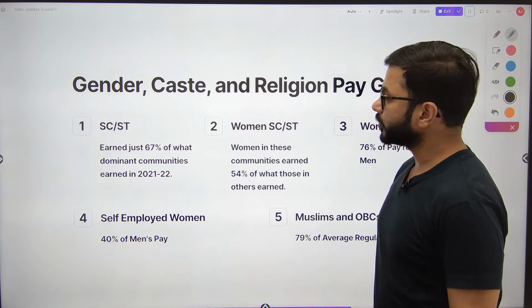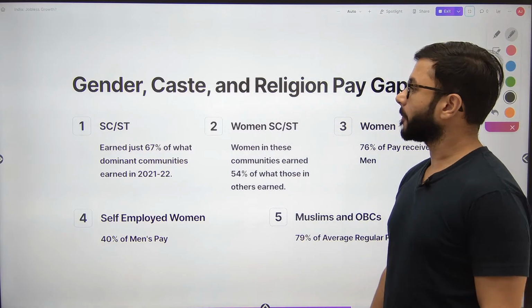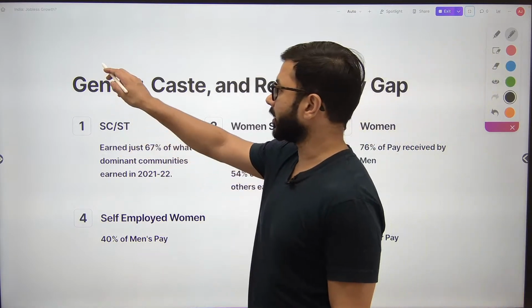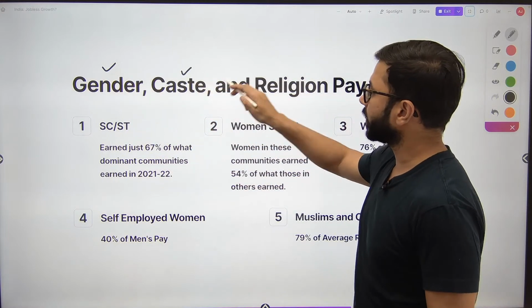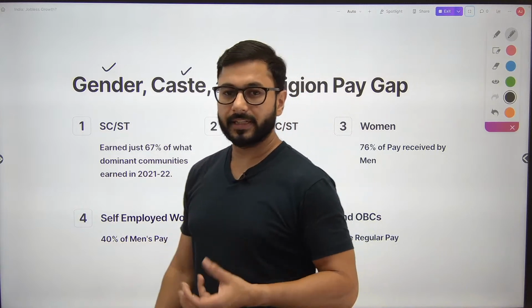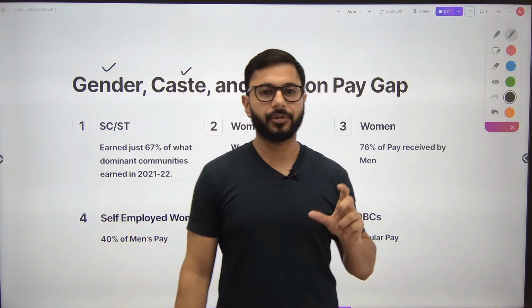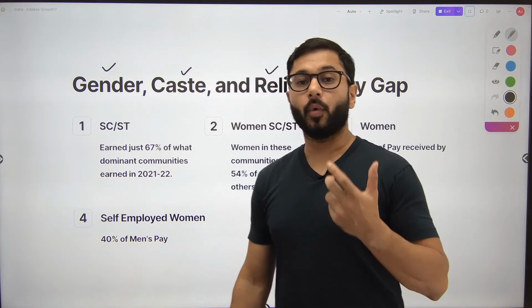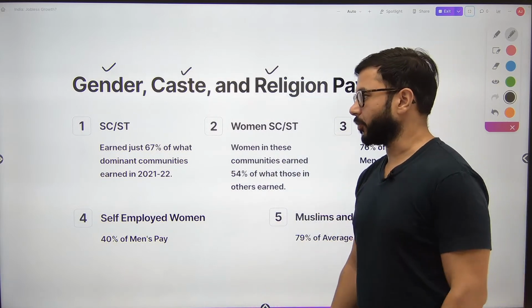Now the report also brings out some other facts. These facts are specific to gender, caste and religion. Gender, caste और religion के basis पे अगर हम pay, salary को determine करें, what is the situation in India as per the report?